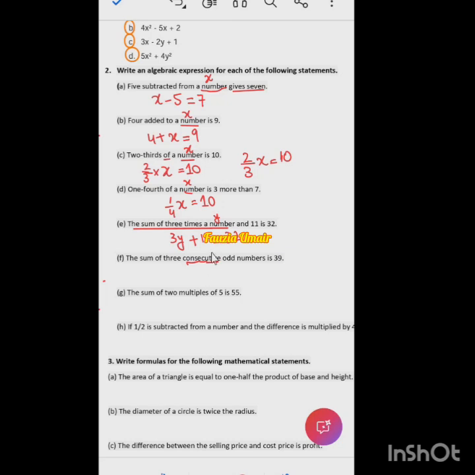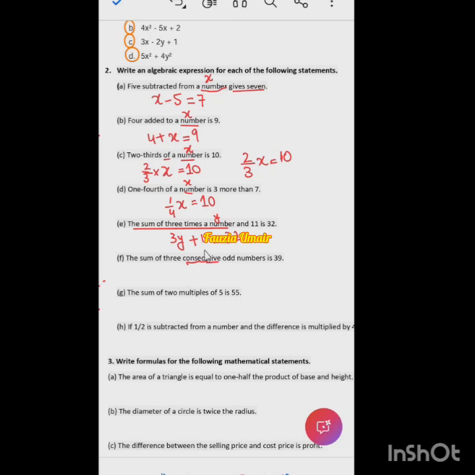Not constantly. Consecutive means together. Like if the first number is 7, then the next two would be 11 and 13. They are together, right? It is not like one is 15 and one is 21. All three are consecutive numbers.